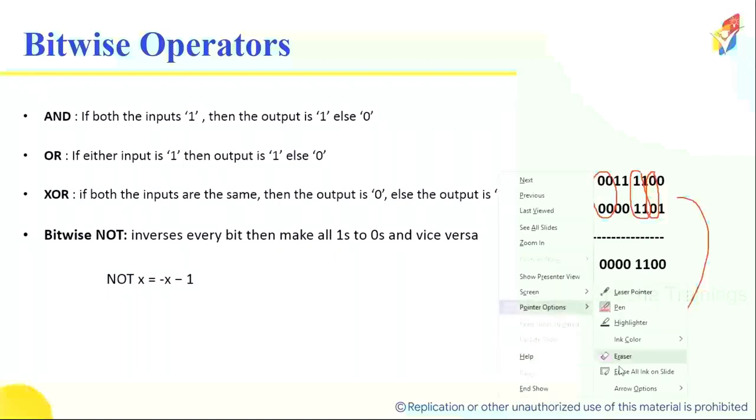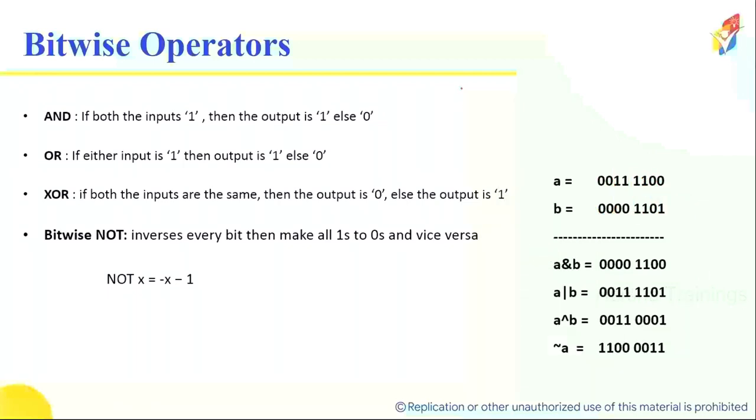Let me erase it once. Now, what is the rule for XOR? If both the inputs are 0, 0, the output is 0. Or if both the inputs are 1, 1, the output is 0. This is the rule for the XOR operation. XOR will be true when the inputs are opposite, either 0, 1 or 1, 0, and the output is 1. Look here. Here these are different inputs. When you take different inputs, the output is 1. If you take same inputs, either 0, 0 or 1, 1, the result is 0. Clear for you? Yes. Now, apply on this.